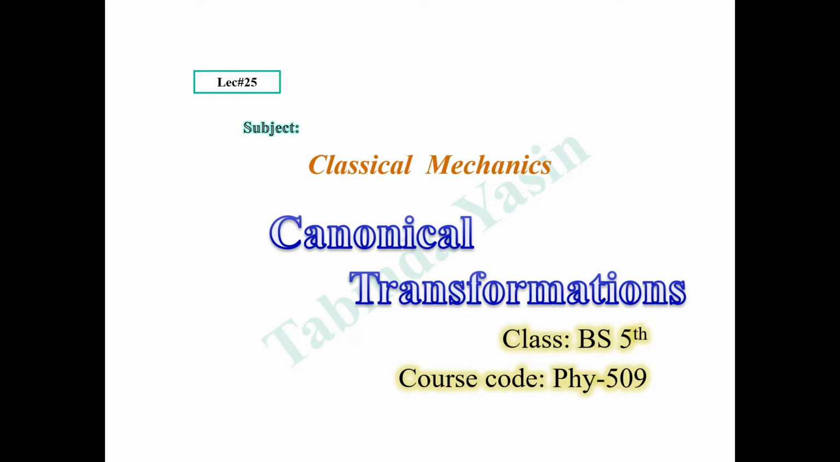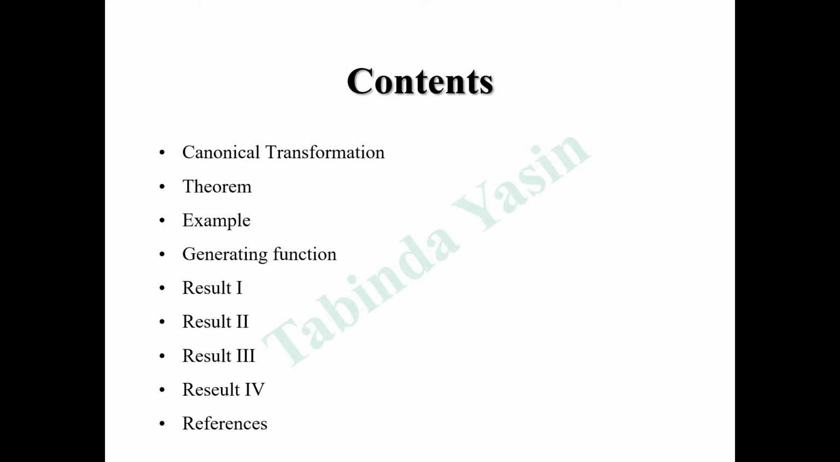Moving to the next point, we're going to start from the contents: the canonical transformation, in which we're going to discuss the theorem and the example. Then what is the generating function. Then we are going to discuss the four results, result 1, result 2, result 3 and result 4 of the canonical transformation. And in the last we have some references to follow.